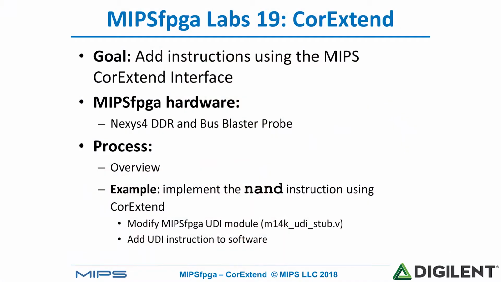Welcome back. Today I'm going to talk about how you can use CorExtend to add instructions to your MIPS FPGA processor. So the goal of this module is to extend the functionality to add a user-defined instruction, or a UDI. The process is to modify the MIPS FPGA UDI module and then add the UDI instruction to your software. So I'll show this with an example, adding the NAND instruction.